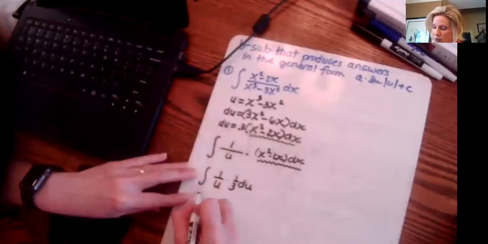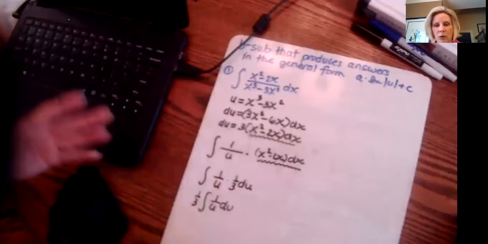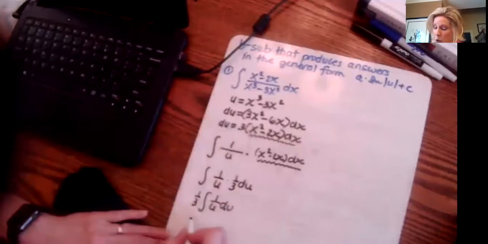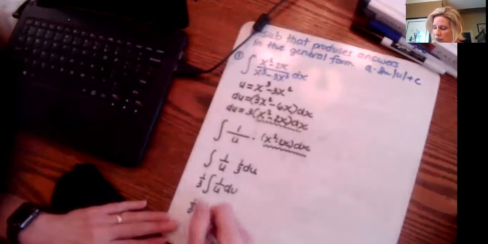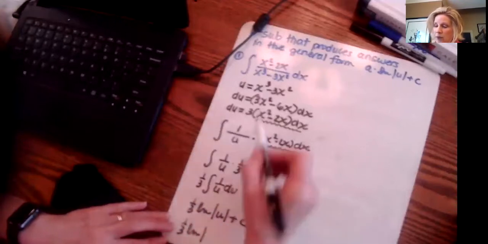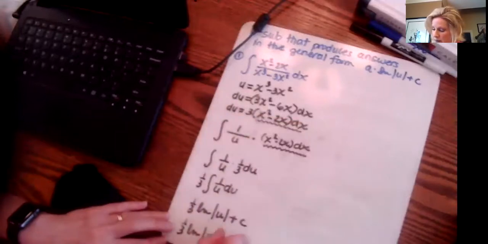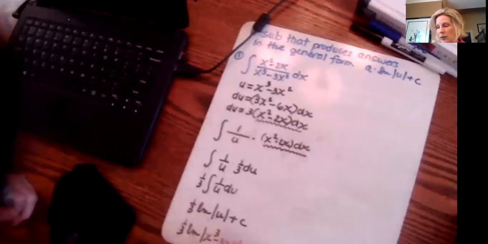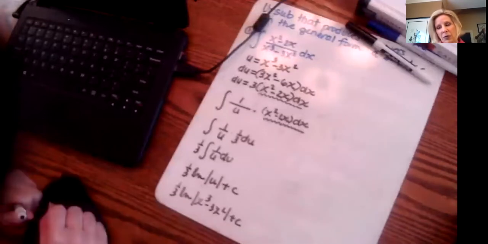So then I can take 1/3 outside of the integral sign, which I won't usually write that step, or I'll go ahead and skip this step and go straight to that step. You'll see me do that quite a bit. But that's going to give me 1/3 ln, don't forget your absolute value of u, plus c. So now the only thing that you need to do is say ln of x cubed minus 3x squared plus c. And there is the answer to that problem.